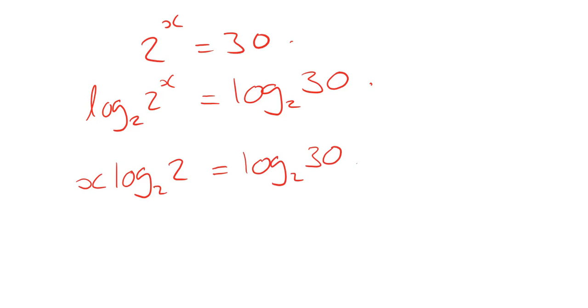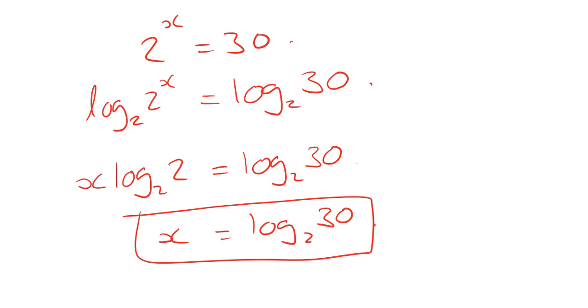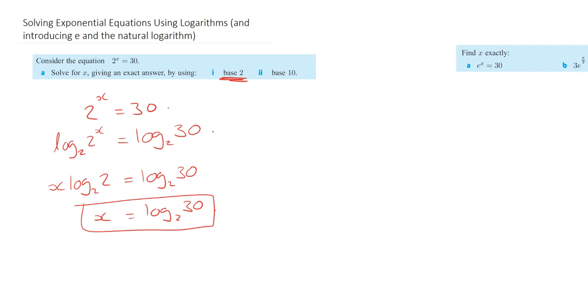And of course, what do I raise 2 by to get 2? Well, 1. So that means that kind of disappears and we have solved it. That is the answer. Now, log base 2 of 30 is just a number. You could put it into your calculator if you wanted a decimal, but we were asked for exact values, so I'm going to leave it like that.